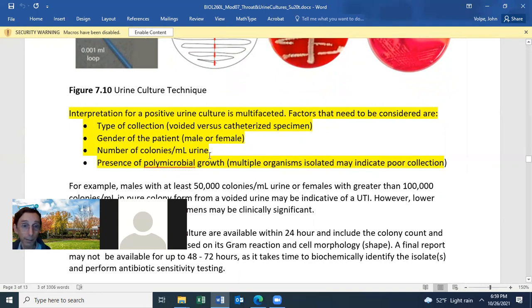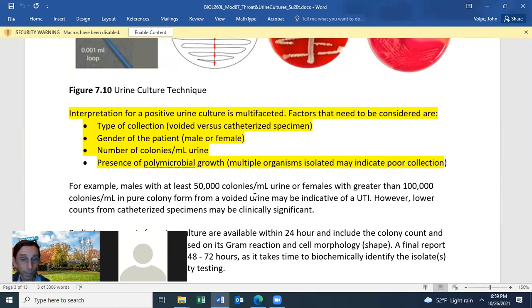Females have a lot more bacteria in the clean catch method of collecting urine than males. The number of colonies per mL of urine will be used to make your interpretation. And then the presence of polymicrobial growth. If there's multiple organisms isolated, it may mean that there was a poor collection method. Males generally have 50,000 colonies per mL in urine. I assume this is with a clean catch method. And females generally have 100,000 or more colonies per mL in urine.